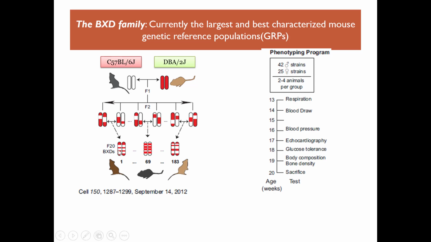They are all animals within one strain, are genetically identical. They all have in common that their alleles, their genes, are either from the C57 or the DBA mouse, but the alleles are spread out, basically shuffled around at random through recombination.